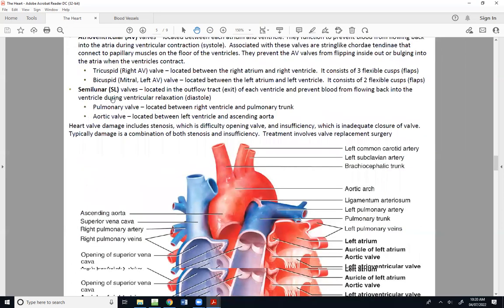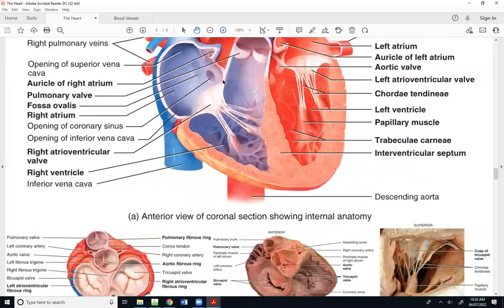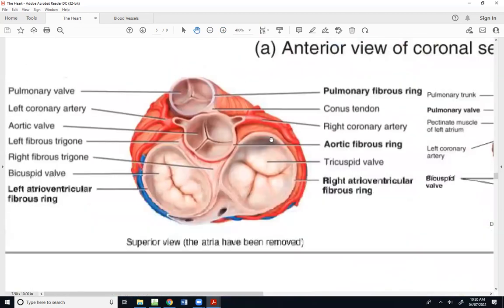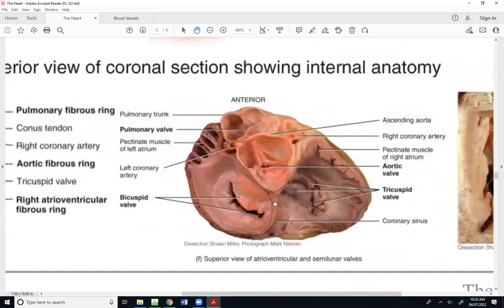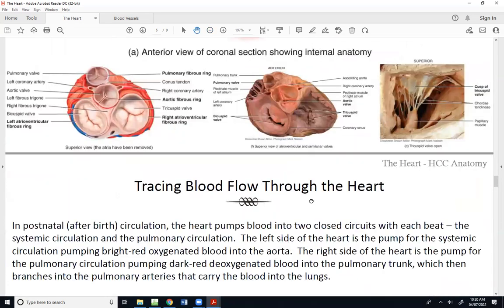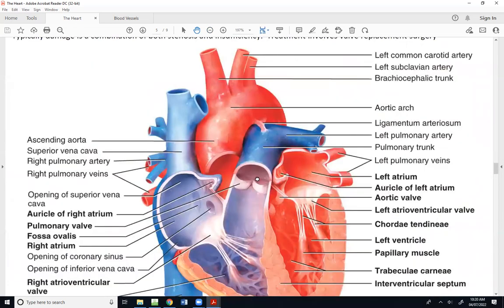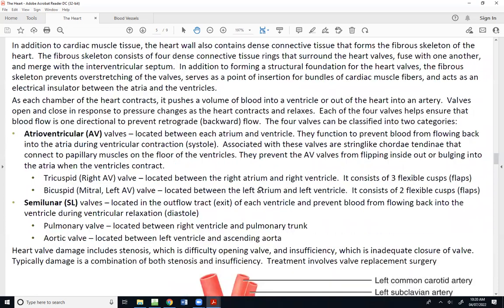Okay, if we look down here at the bottom images, we have surrounding each of these 4 heart valves, as you can see, specialty rings. Okay, pulmonary fibrous ring, right atrioventricular ring, aortic fibrous ring, left atrioventricular ring. That's from the kind of cartoonistic version. Here from a cadaver, you can see those rings and their associated valves. I'm not really too concerned about the rings, but I wanted to mention them. Nonetheless, I'm more concerned with the valves.